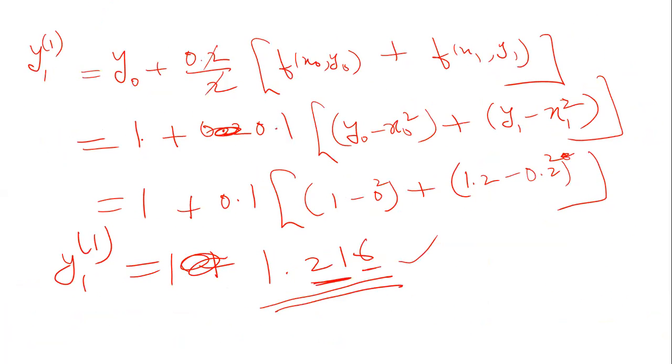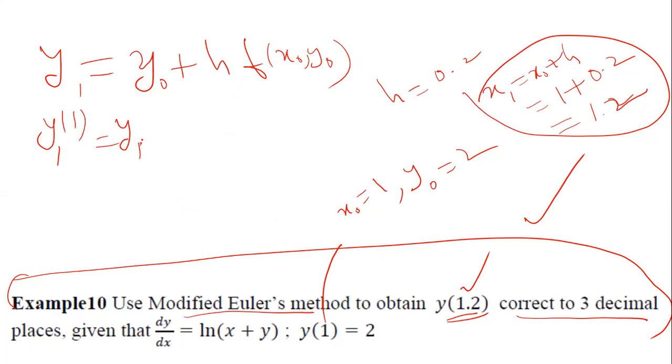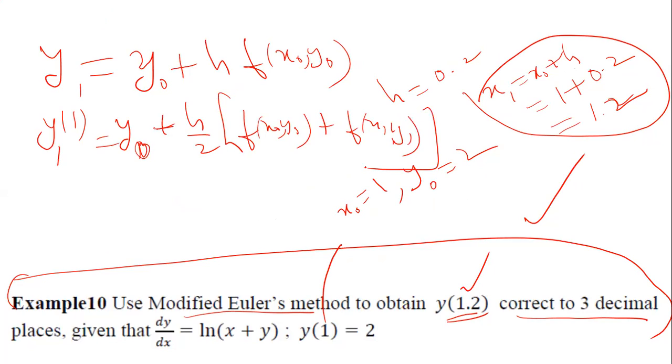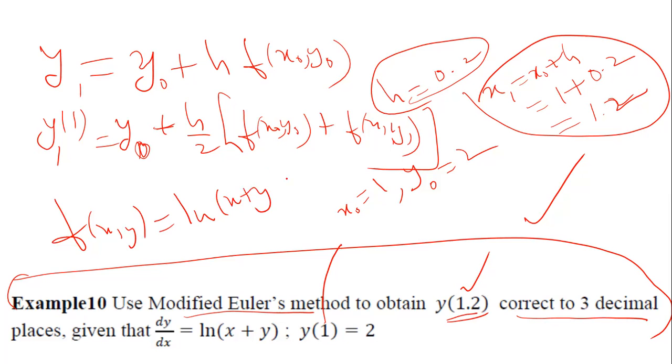This will be, yeah, what is that? Euler formula, y naught, right? y naught plus h upon 2 times f of x naught, y naught plus f of x1, y1, like that. So the same steps you follow, but here you have to choose your h value as 0.2 in order to arrive at 1.2 from 1. So here your functional form f of x, y is ln of x plus y. So you have to finish up this calculation.